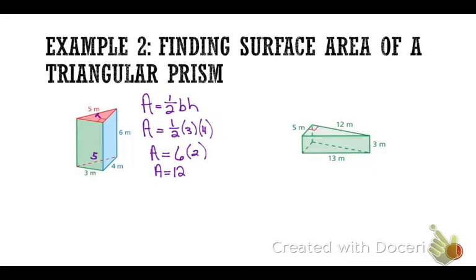Now that we've found the area of the bases, we need to find the area of our 3 lateral faces. How do I know there's 3? Because there's 3 sides to the base. Okay? So for the green lateral face, and so that's what LF stands for, lateral face. I'm going to find the area of my lateral faces now. So for the green lateral face, what's the length times the width?